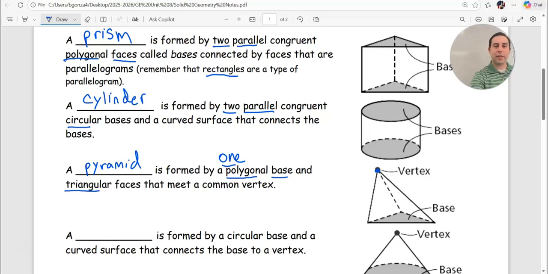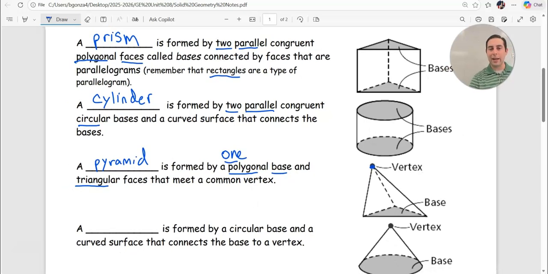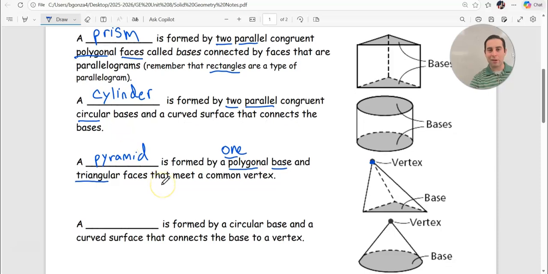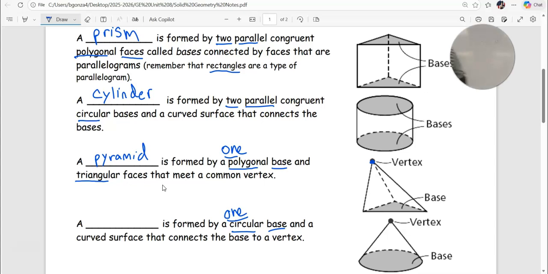Next one. Now, this one is kind of like a pyramid, except the bottom is a circle. It is formed by one circle base, but this time it's connected by what looks like a hemisphere. Sorry, my bad, a semicircle. So check this out. It kind of looks like a semicircle here with one circular base.